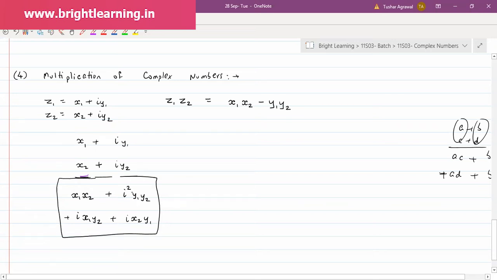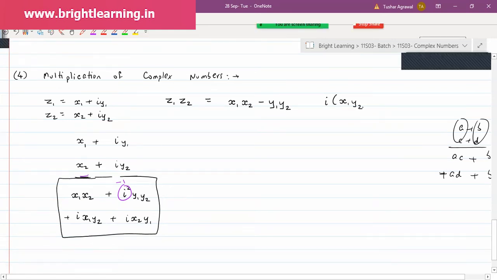This i square is actually -1. x1 x2 minus y1 y2 is the real part, because x1, x2, y1, y2 are all real numbers. And the imaginary part is what? The coefficient of i. The coefficient of i is x1 y2 plus x2 y1. This I gave as my definition.